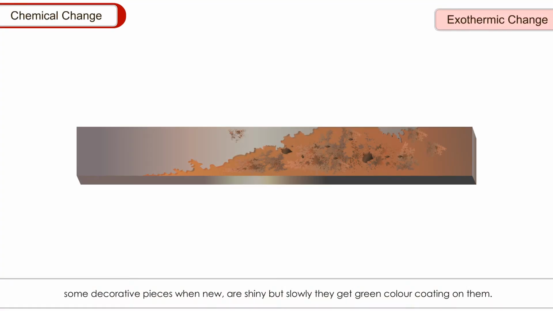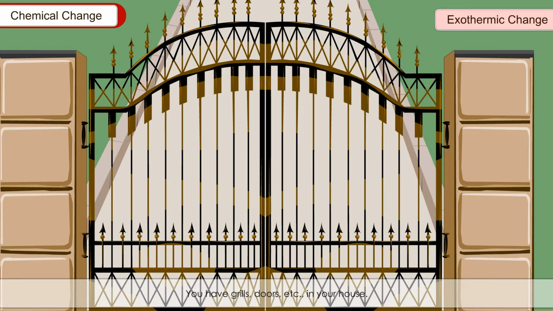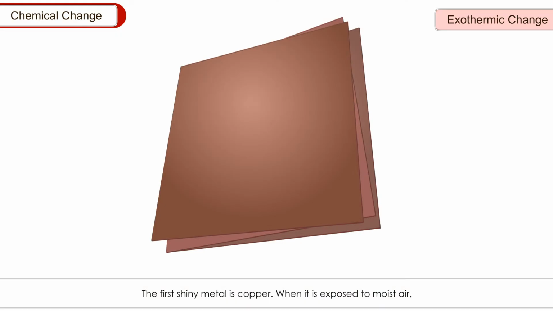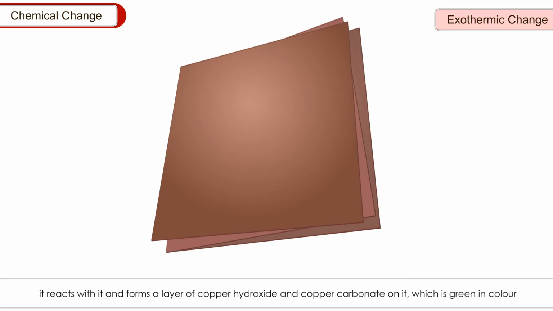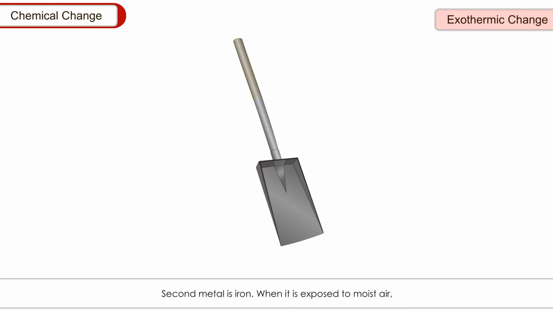Rusting of iron. Some decorative pieces when new are shiny, but slowly they get a green coating on them. You have grills, doors, etc. in your house. If they are not painted, they get a brown layer over them. The first shiny metal is copper. When it is exposed to moist air, it reacts with it and forms a layer of copper hydroxide and copper carbonate on it, which is green in color.